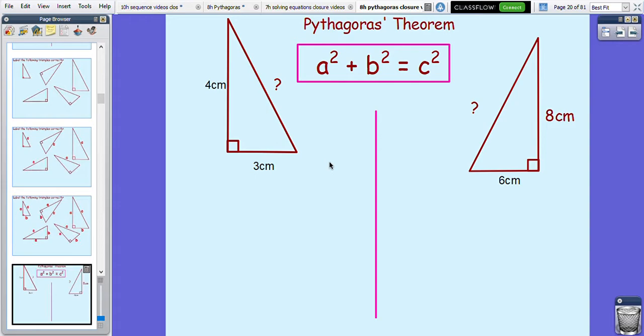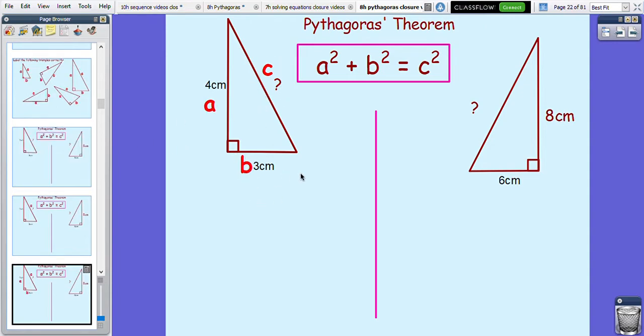So, which is my length C? Well, C is the longest length, so it has to be this one here. And then A and B, the order doesn't matter. Let's call this one A and this one B.